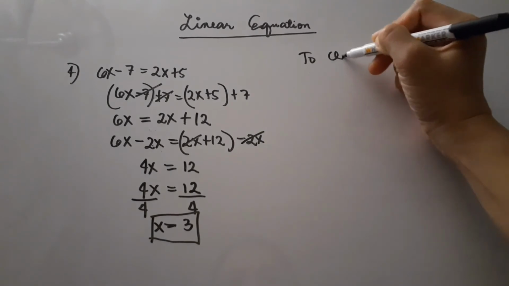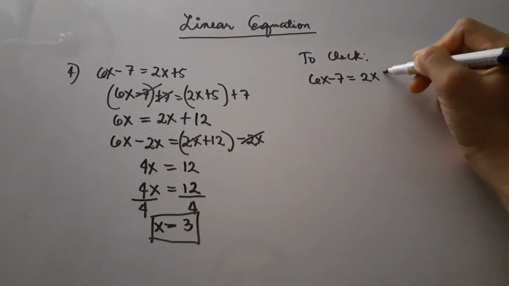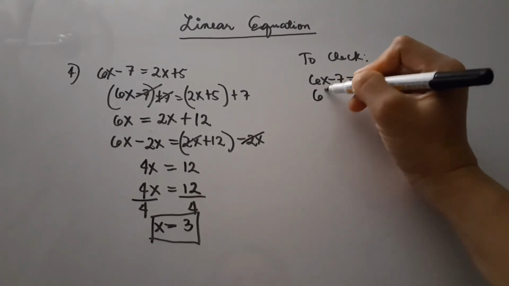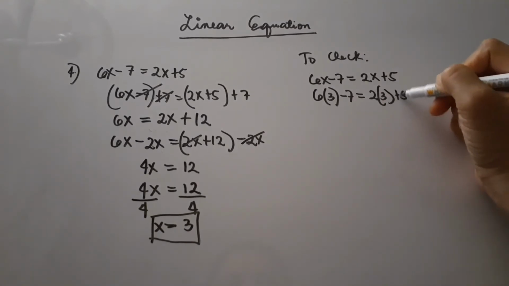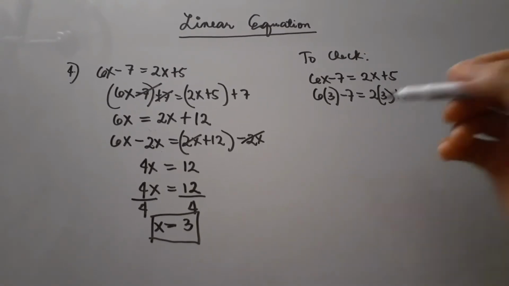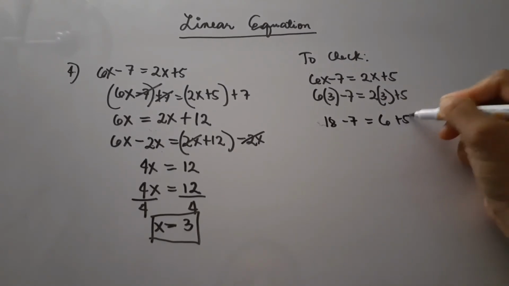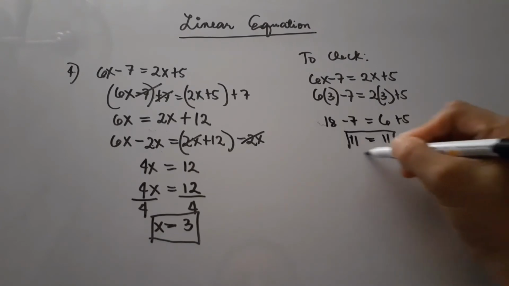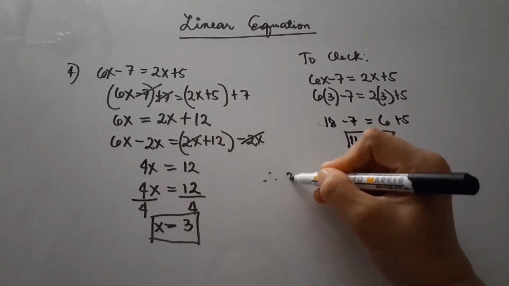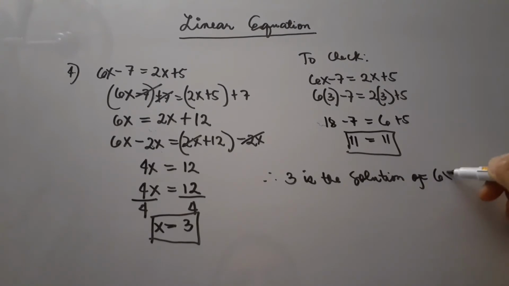And then let's check if it is the solution of the equation. We have the value of x is equal to 3, so we have to distribute the value of x in the equation. So we have 6 multiplied by 3, value of x, negative 7 is equal to 2 times 3 positive 5. Let's see, 6 times 3 is equal to 18, then negative 7. Then 2 times 3 becomes 6 plus 5. So 18 minus 7 is equal to 11. Is then equal to 6 plus 5 becomes 11. Therefore, 3 is the solution of the equation 6x negative 7 is equal to 2x positive 5.